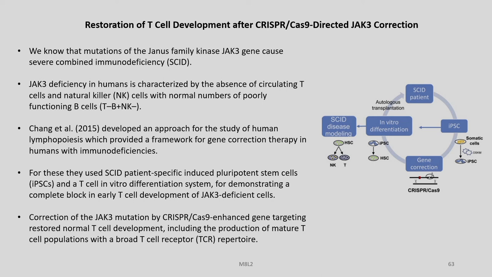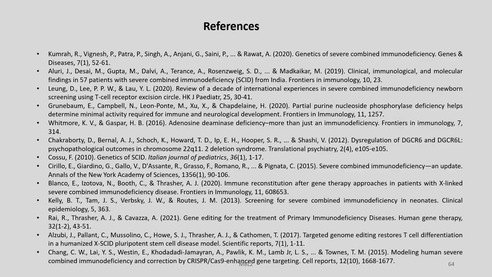Chang et al. developed an approach for the study of human lymphocytes, which provided a framework for gene correction therapy in humans with immunodeficiencies. For this, they used SCID patient-specific induced pluripotent stem cells and a T cell in vitro differentiation system, demonstrating a complete block in early T cell development of JAK3 deficient cells. Correction of the JAK3 mutation by CRISPR-Cas9 enhanced gene targeting restored normal T cell development, including production of mature T cell populations with a broad T cell receptor repertoire.